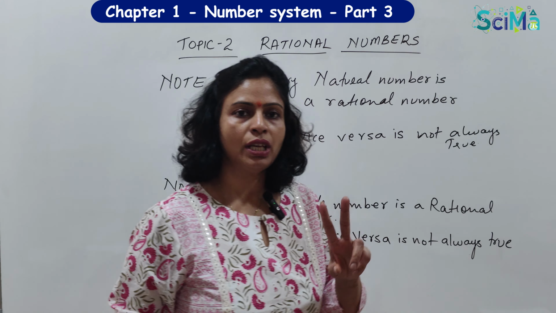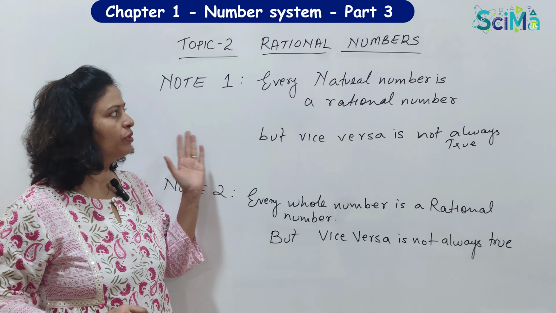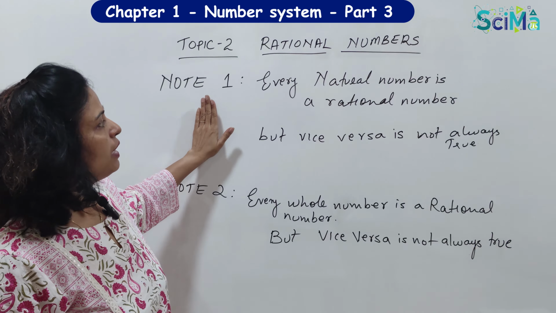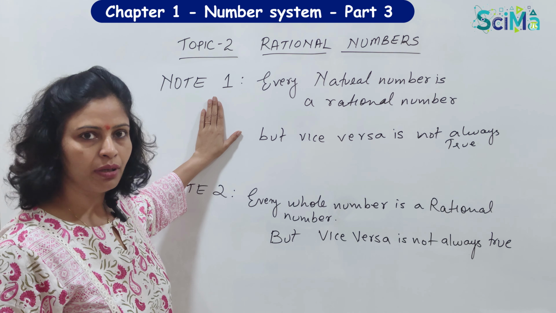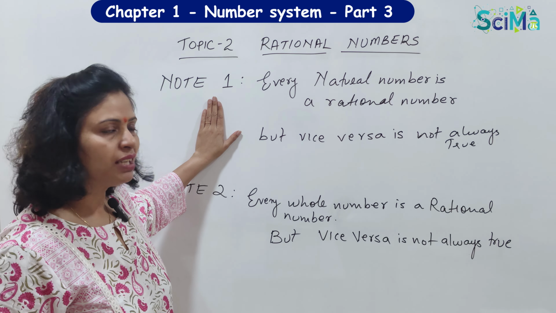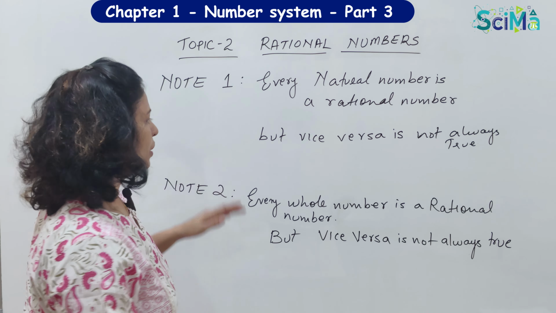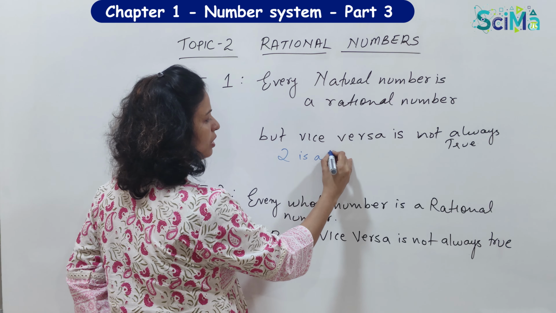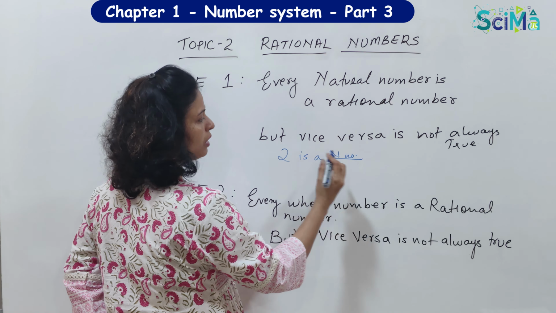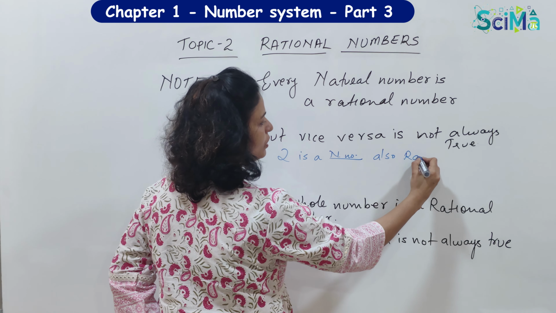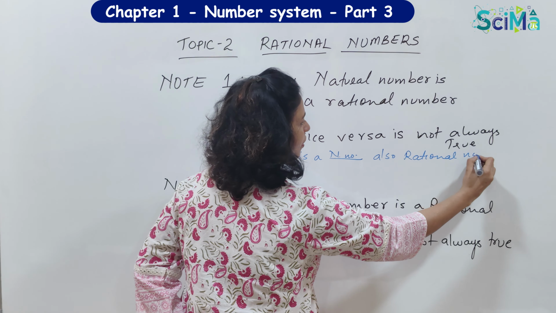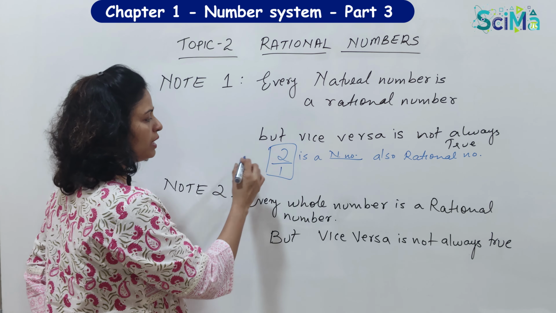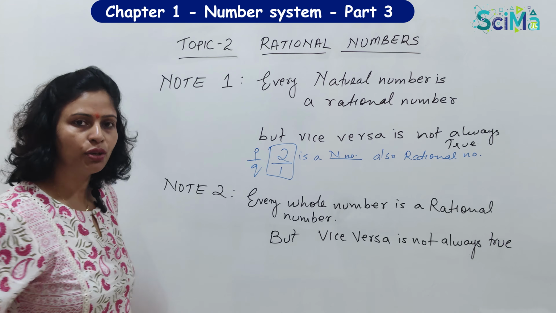Okay, so two things you have to note by the end of this topic. The first note you have to make is that every natural number is a rational number, but vice versa, the other way around, is not always true. For example, 2 is a natural number, right, and it is also a rational number. How is this a rational number? Because 2 can be written as 2 by 1. It can be written in the form of P by Q.